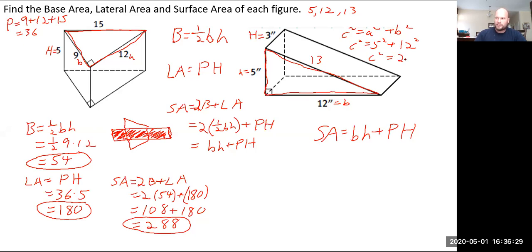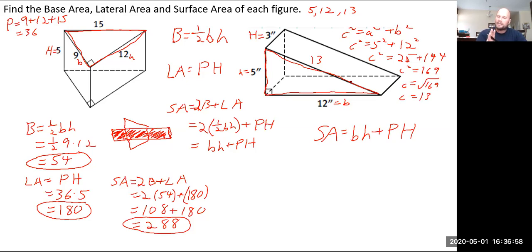So 5 squared is 25. 12 squared is 144. Add them together and you get 169. Now, to get to C by itself, you have to square root that 169, which is 13. So again, that was a whole lot of extra work that we didn't need to do if you remember your triple of 5, 12, 13.